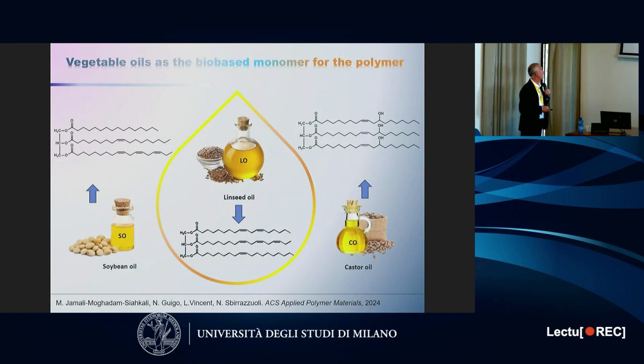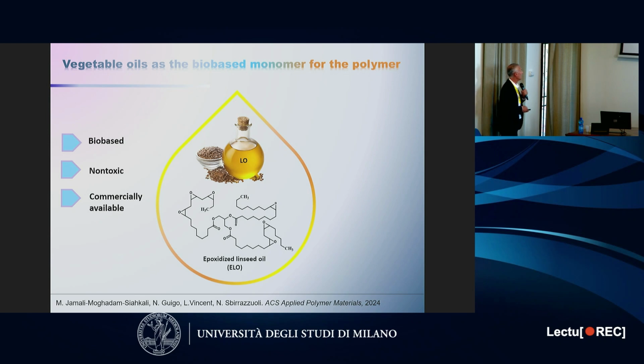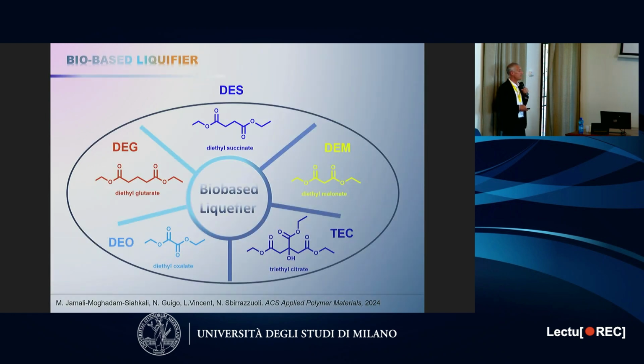So these are the oils that you probably know: soybean oil, castor oil, and we use the linseed oil. In fact, what we use is the epoxidized linseed oil, which is called ELO. It is interesting because it is bio-based, non-toxic, and commercially available. And then we made this eutectic hardener. To make this eutectic, we have used what we call liquefiers. These liquefiers are diethyl succinate, diethyl malonate, triethyl citrate, diethyl oxalate, and diethyl glutarate.